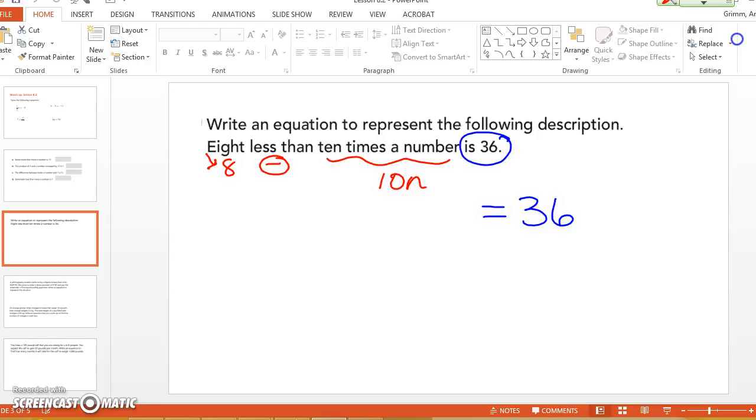All right, how am I going to put it all together, Griffin? Very good. 10 n minus 8 is 36. Very nice. You can say equals 36. Sure you can. All right, let's keep going.